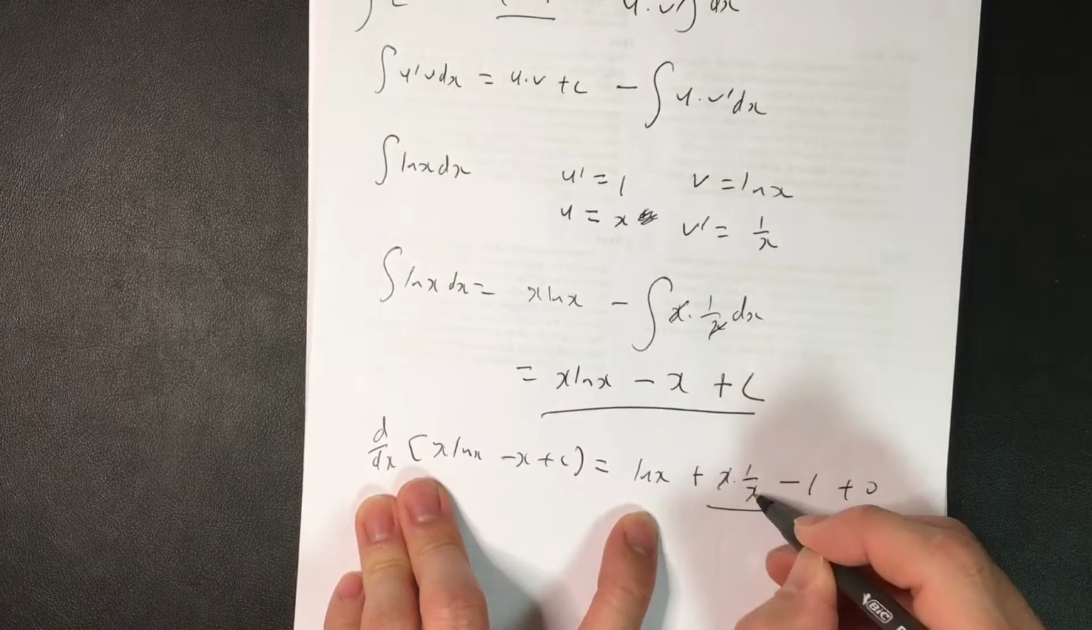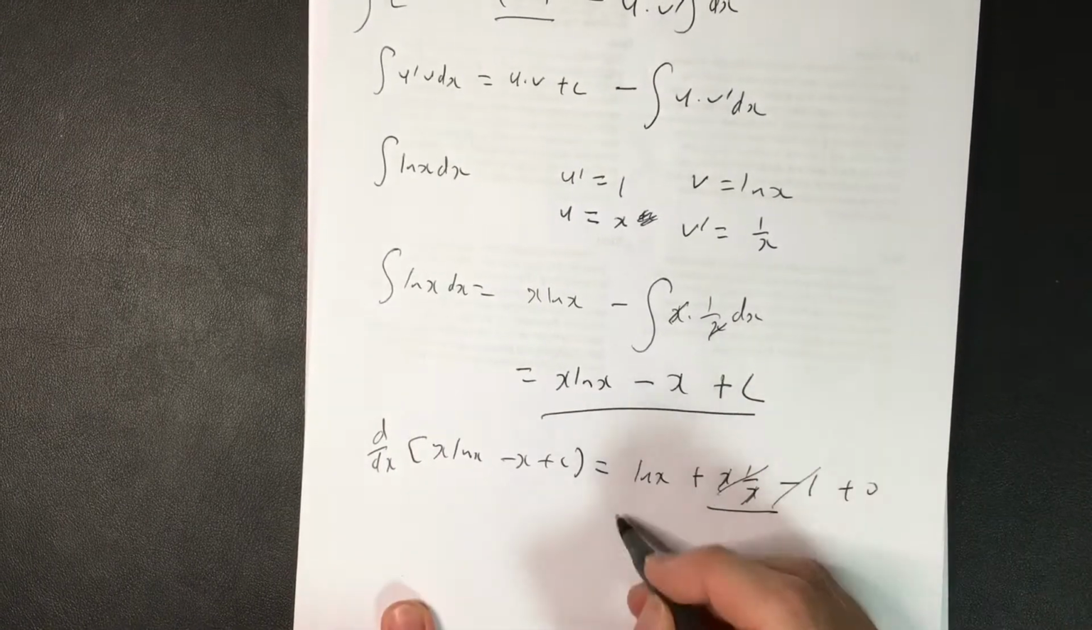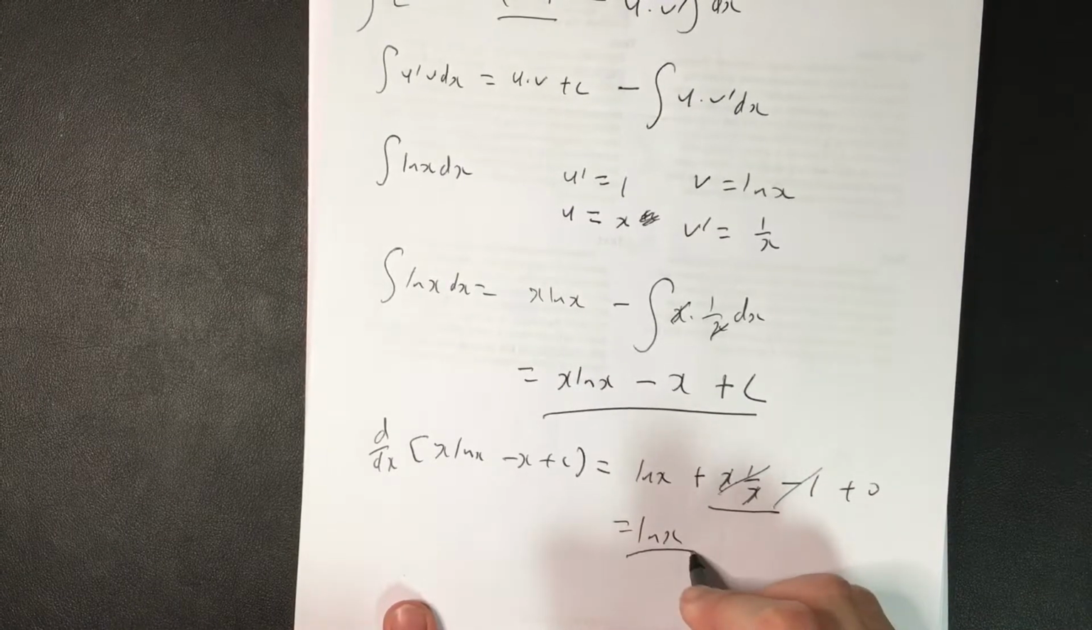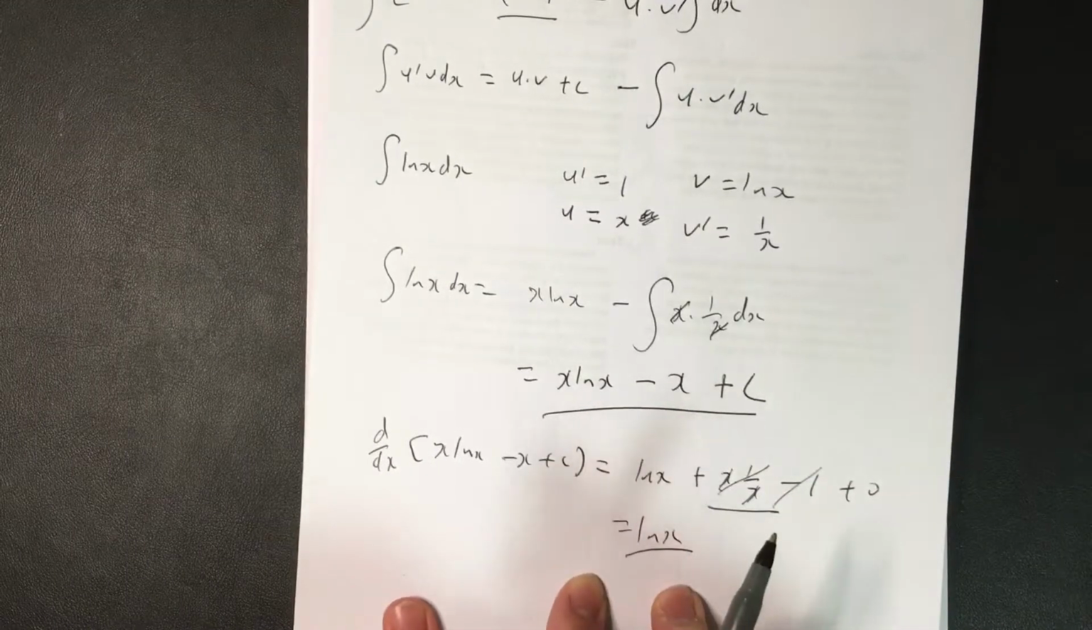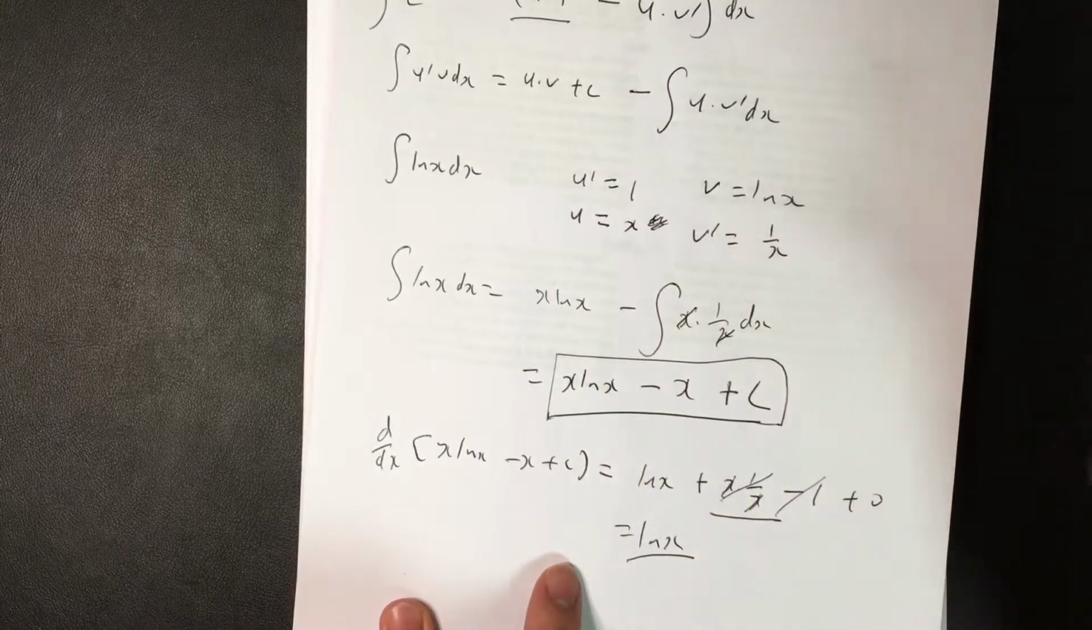Now notice how in this term the x cancels out to become 1, and the 1 cancels out with the negative 1, and it becomes natural log of x. And therefore, from the fundamental theorem of calculus, our result from the integration by parts is correct.